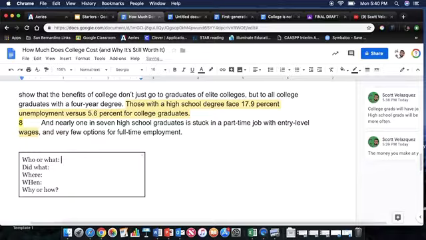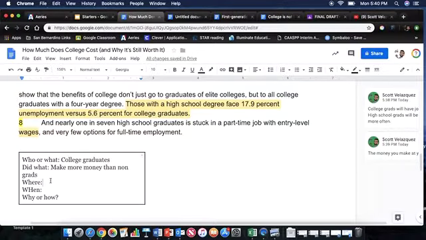All right, let's check and see if you got it right. So this section was about college graduates, and it was saying what do college graduates do? They actually make more money than non-grads, right? So it said that college graduates make more than non-grads. Where is this happening? Same place, right? It's happening in USA, or we can put America, either one. When is this happening? This is happening now, right? It's happening as we speak. So graduates now, this is happening to them.